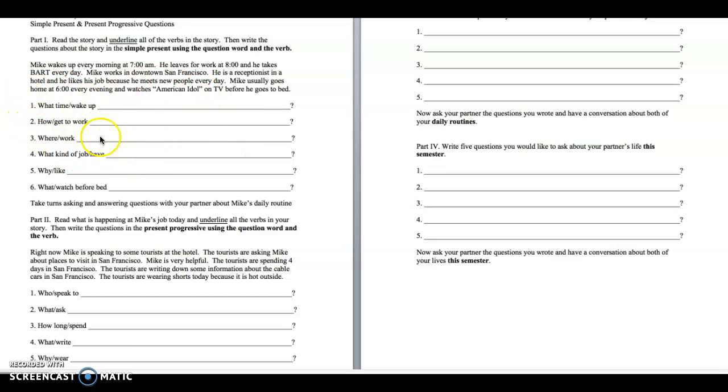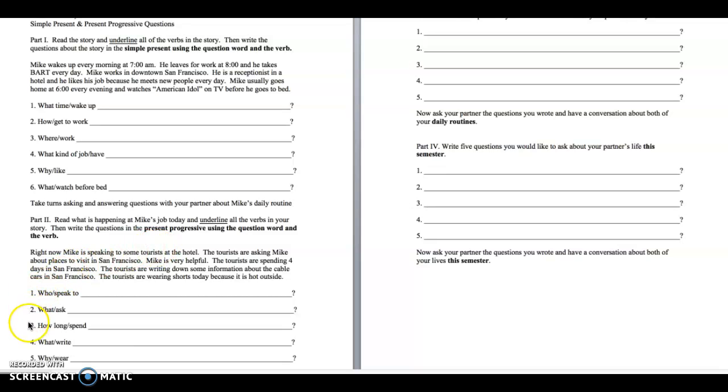And I kept reminding them, now, why are we using simple present here? Oh, it's because we're talking about Mike's daily routine. So the second part is the same story, same character, Mike, but it's in the present progressive, about what's happening to Mike today. So right now, Mike is speaking to some tourists at the hotel where he works, and the tourists are asking Mike some questions about where to go in San Francisco.